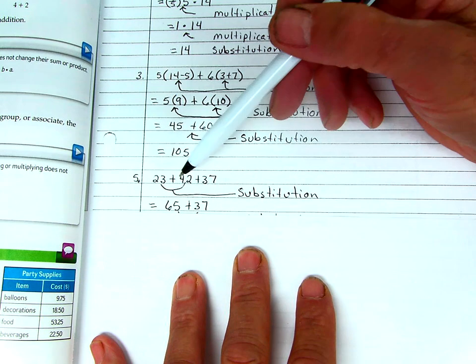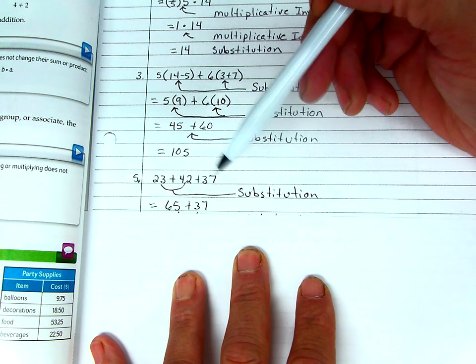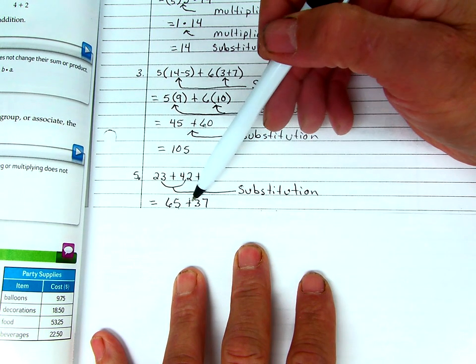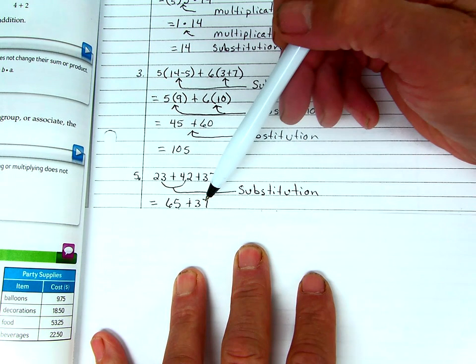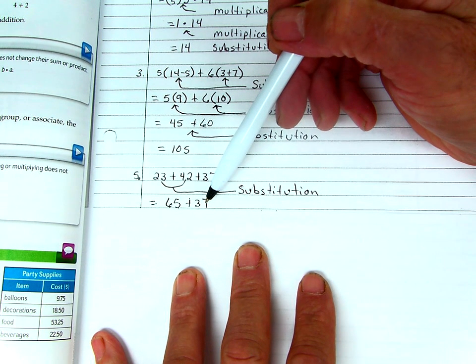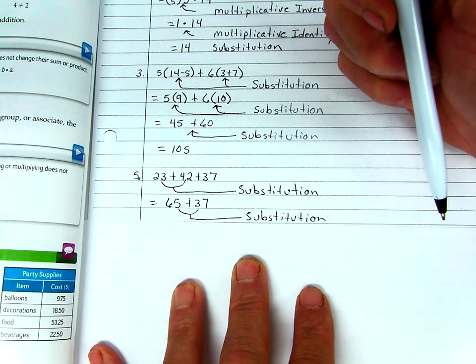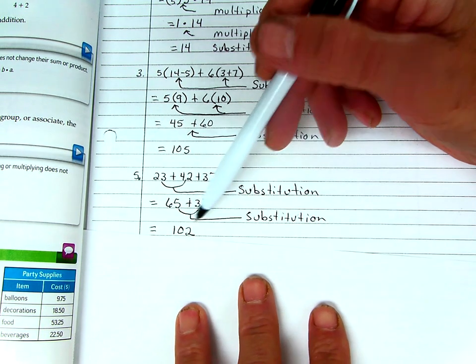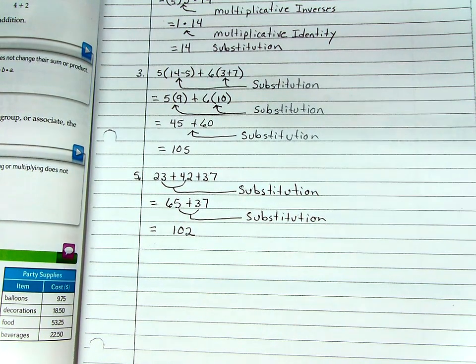23 plus 42 equals 65. Now we're left with just one simple operation, addition. We're going to carry through with that operation and write the result. So the reason for that is substitution as well. 65 plus 37 equals 102. And that's it.